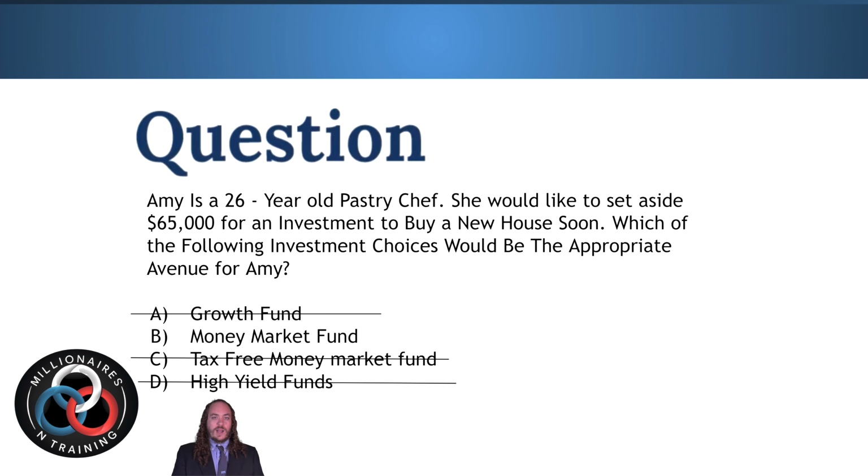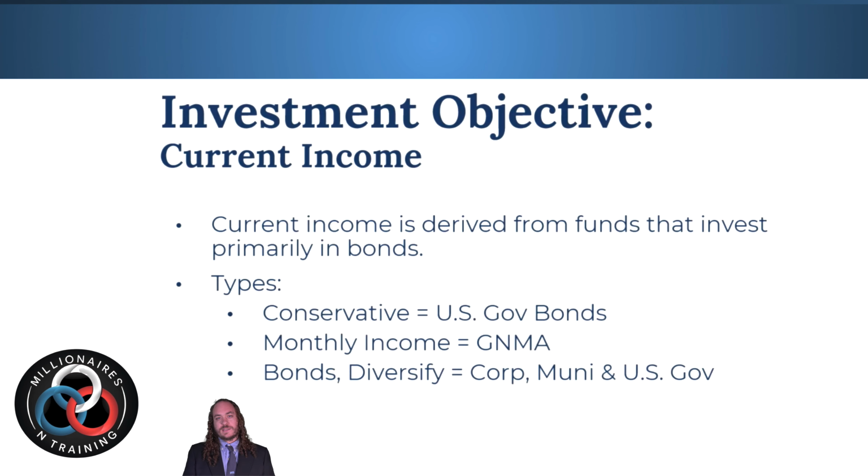Current income is derived from funds that invest primarily in bonds. So, our different types of bonds: if you have a conservative investor, it's a US government fund. If you have somebody who wants monthly income, that's a Ginnie Mae fund, because people pay their mortgages monthly. If we want bonds with diversity, municipal bonds or US government bonds, based on the further needs of the client.